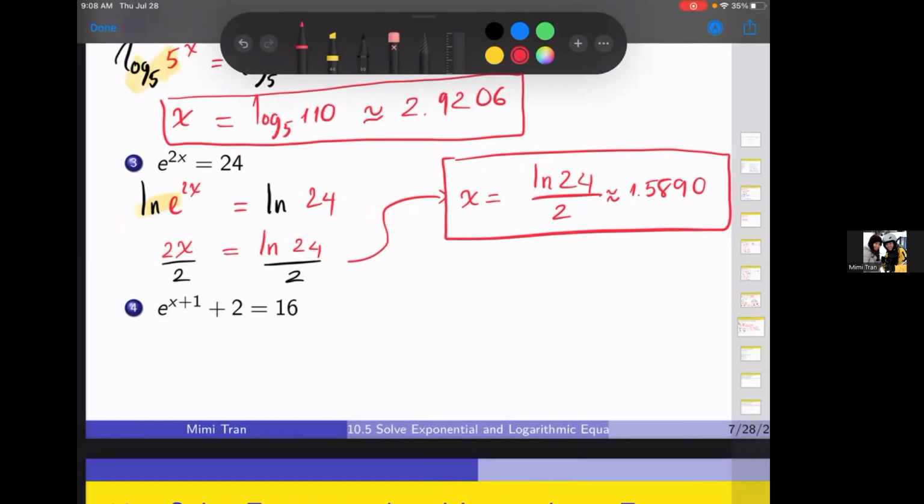Oh, no, you have to subtract 2 first. Oh, yeah. I forgot to tell you guys that you only take one whole side. They are single. Subtract 2 first.